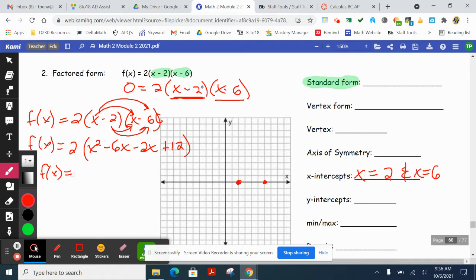We would then combine our like terms inside of those parentheses. So the negative 6x and the negative 2x, we would have had a negative 8x plus our 12. And then the last thing, we deal with that 2 at the end. You're just going to distribute the 2. So 2 times x squared minus 16x, and then plus 24. That then is our standard form.